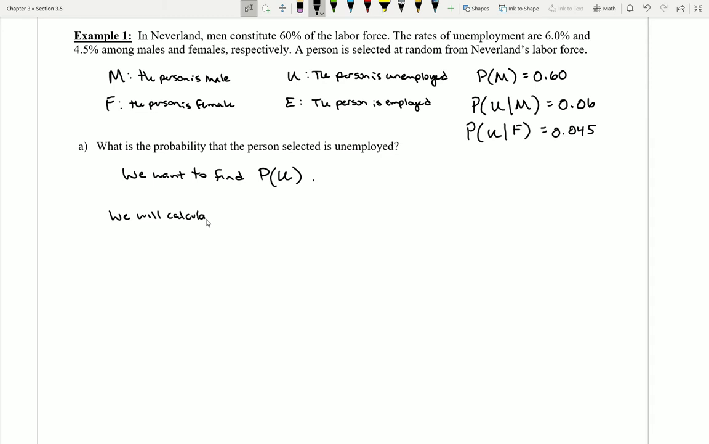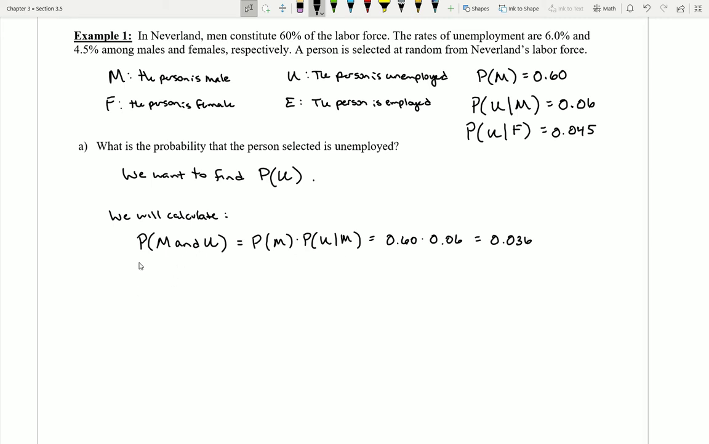I'll start by calculating the probability that I find someone who is a man and is unemployed. Notice that's different than what I have right here. But I can easily compute this by using my multiplication law for probability. First I find the probability that the person is a man, and then I find the probability that the person is unemployed, given that they are a man. I have those numbers: 0.60 for the first probability times 0.06 for the second probability. If I multiply those out, I get 0.036.